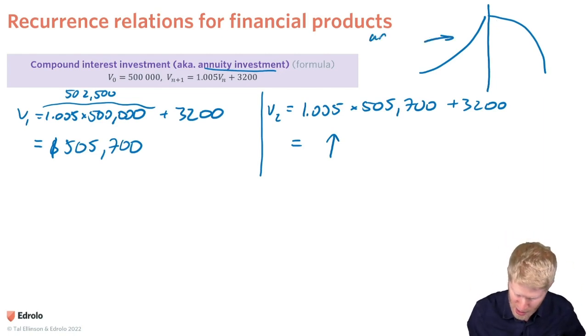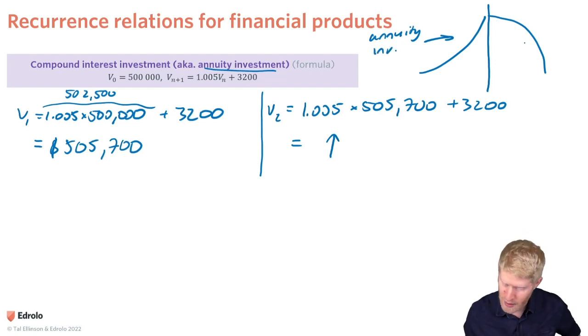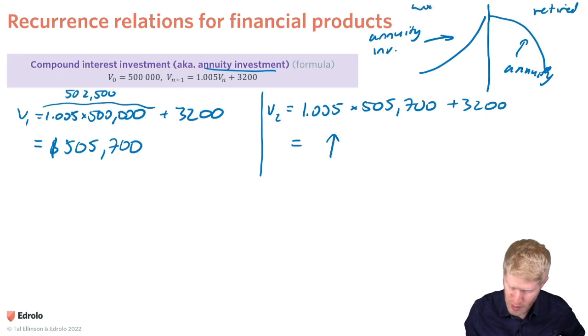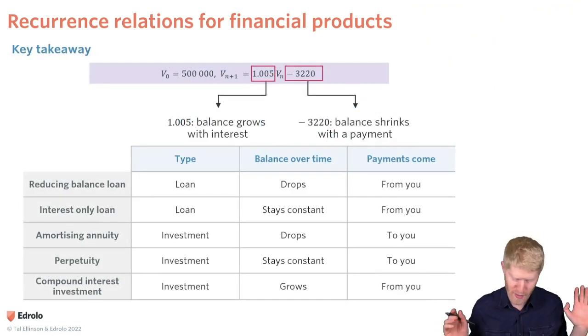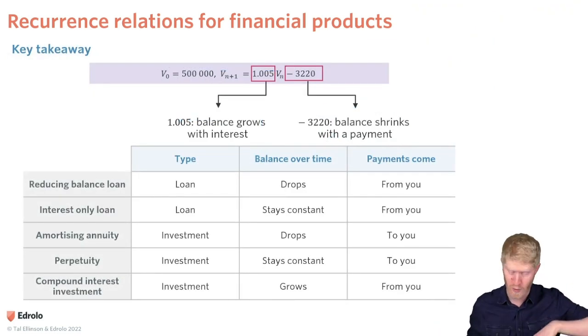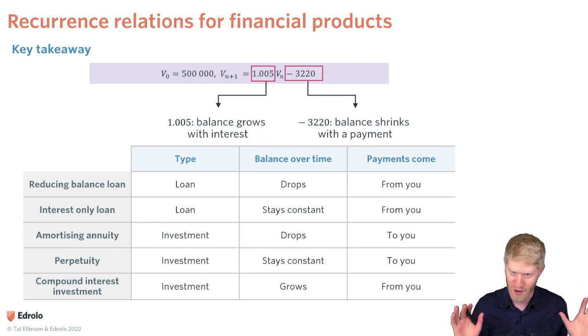So actually, we can look at this graph as two processes as part of superannuation. This is the annuity investment, or the compound interest investment part. And this is the annuity that amortizes. Some people call it an amortizing annuity. Eventually it drops down to zero, and that's when we are retired. And that's when we are working. Does that make sense? All right, here's an awesome summary of all those key ideas. Which ones are loans, which ones are investments, what happens to the balance over time, when the payments come from you, when the payments come to you. Have a read of that.